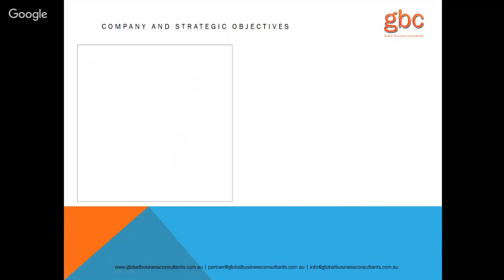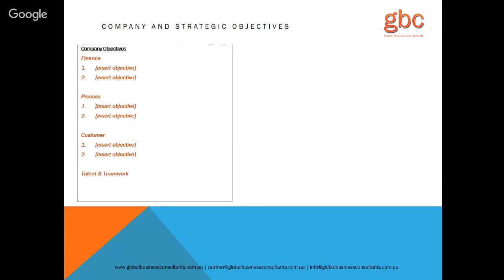The next session is where the company owner, CEO, or business unit manager is invited to present the company objectives. Here, as a facilitator, you would have already been through the company objectives, which is the balanced scorecard in StratPlan, formulating the company objectives. So all you do is update this slide with the company's objectives under finance, process, customer, talent, and teamwork. And this is generally discussed or relayed to the team by the business owner, manager, or CEO.